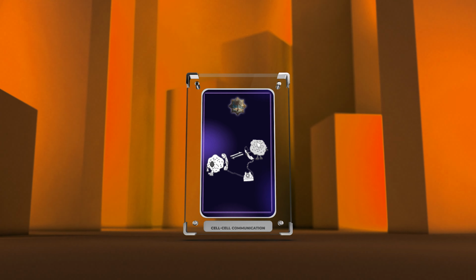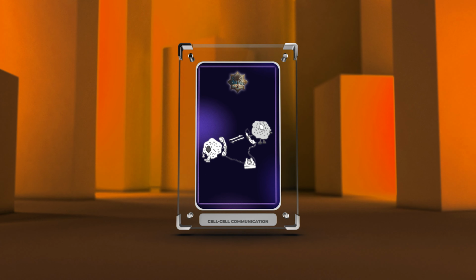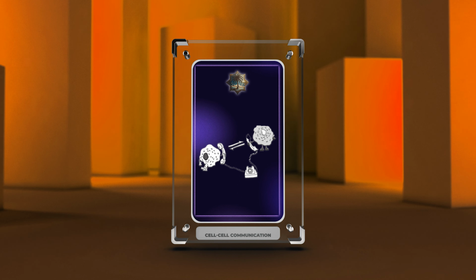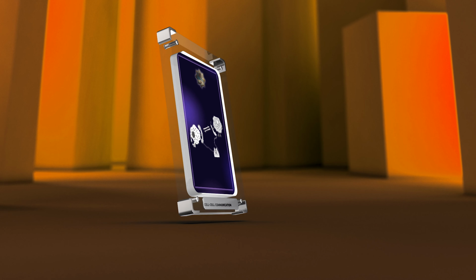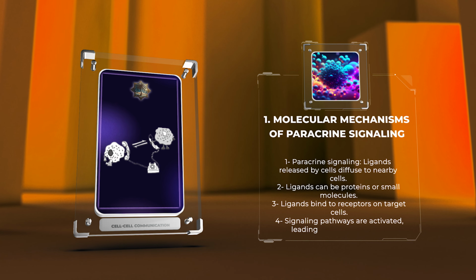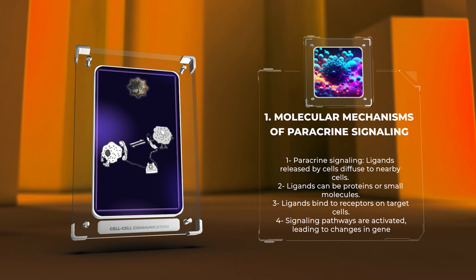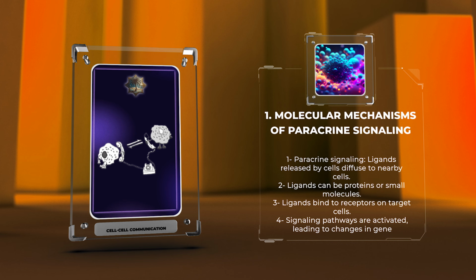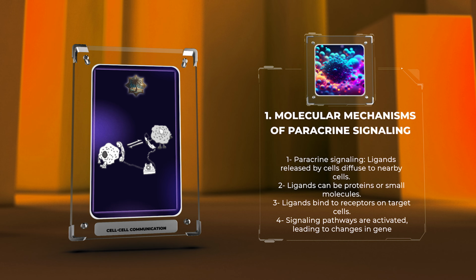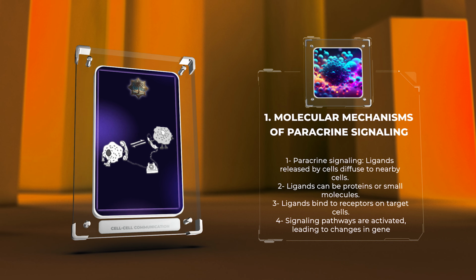This intricate process of signaling is essential for the development, maintenance, and regulation of various physiological processes in the human body. Paracrine signaling is a common type of cell communication where cells release ligands that diffuse to nearby cells. Ligands can be proteins, like growth factors, or small molecules. Ligands bind to receptors on target cells, activating signaling pathways that can change gene expression, cell behavior, and function.